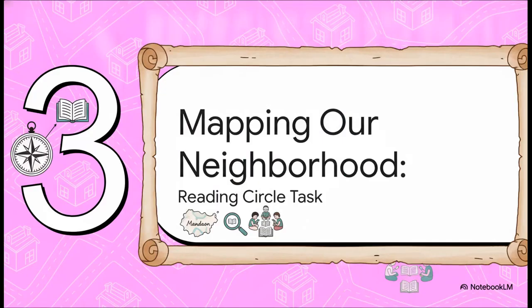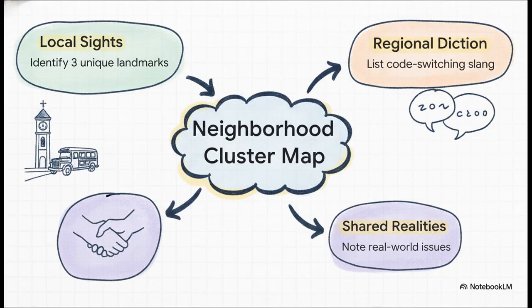Okay, moving right along to Section 3, mapping our neighborhood. It's time to put this mirror metaphor into practice. You're going to do this in your reading circles with an activity called Pagmamapa ng Mandaon. And here's the thing, the 3 deliverables for this activity are the actual raw materials authors use to build realistic stories. First, local sites. You're going to identify 3 unique landmarks that define your daily walk, places like Tagpu or Poblacion. Next, regional diction. You'll list the local code-switching slang used in your community. That's how authors create realism in their dialogue. And finally, shared realities, noting the real-world issues your neighborhood actually faces today.